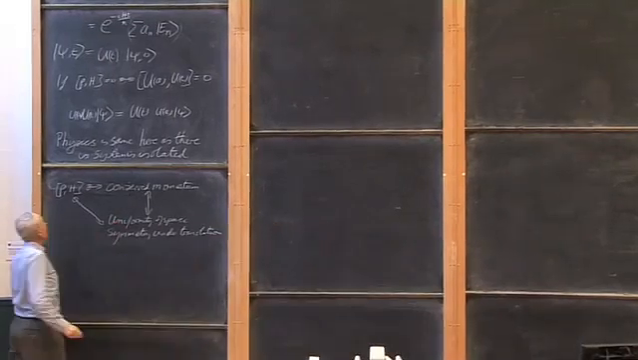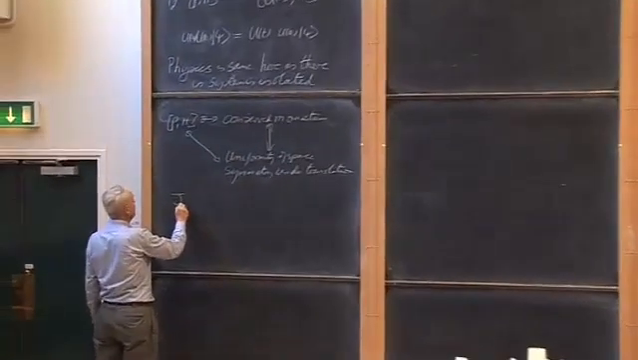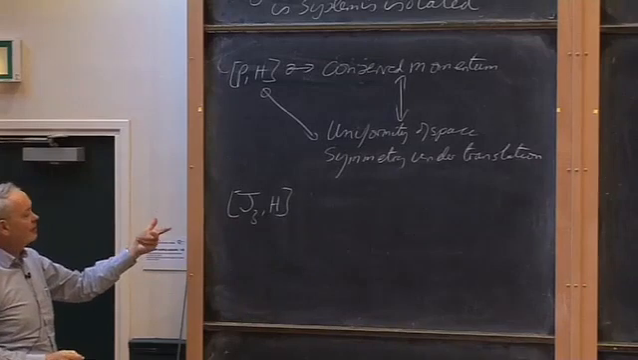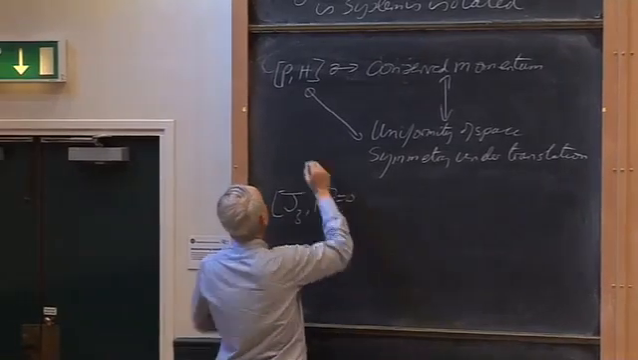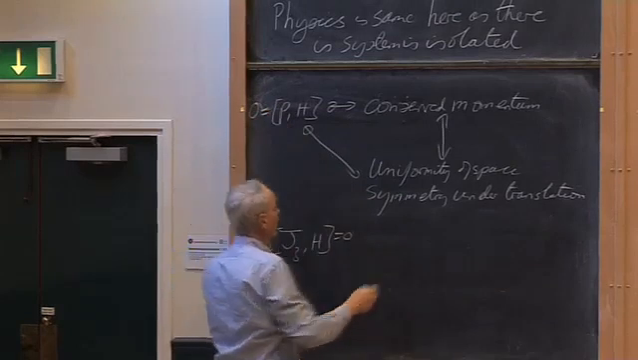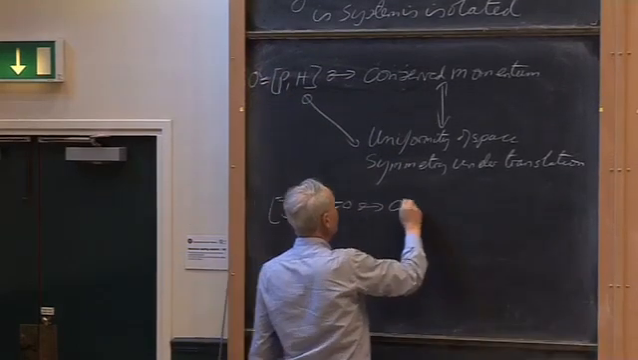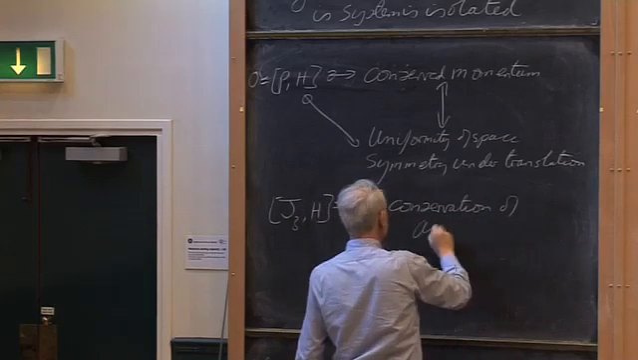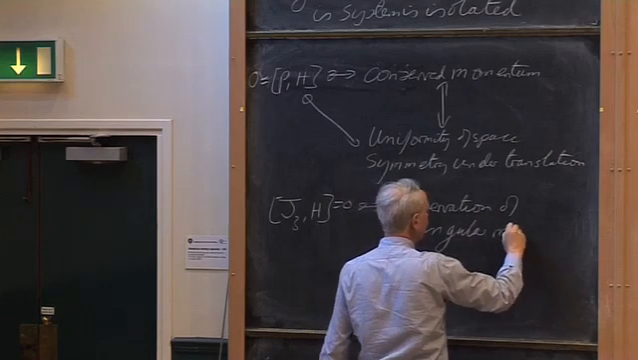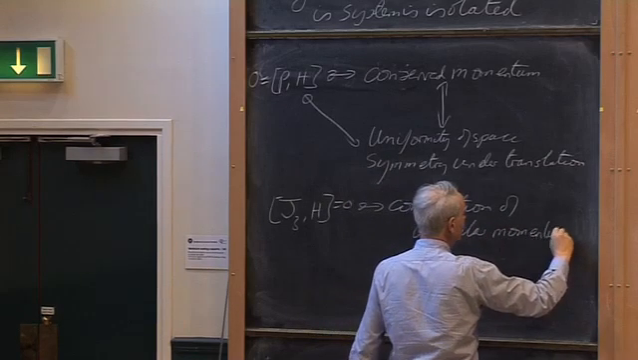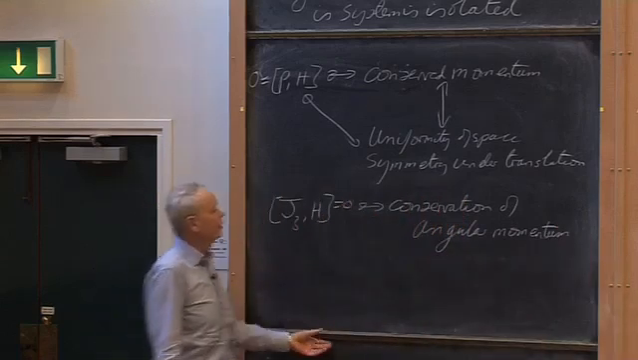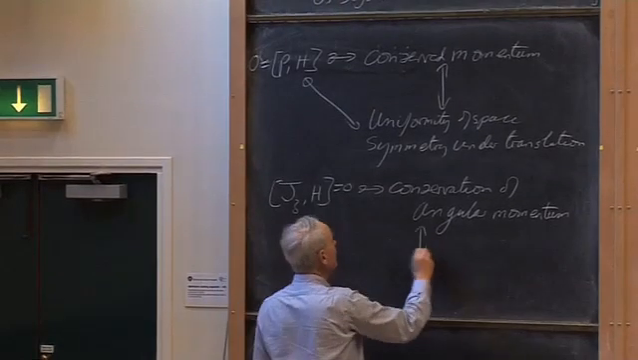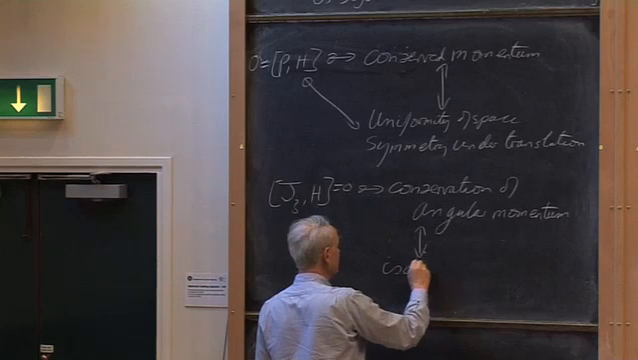Similarly, if it's the case that, say, [Jz, H], so this is the generator of rotations around the z-axis, if that's equal to naught, sorry, I need to have a naught equals here, then that is associated with conservation. In classical physics, that's associated with the conservation of angular momentum. Which is why we want to call this the angular momentum operator, which is associated with the isotropy of space.